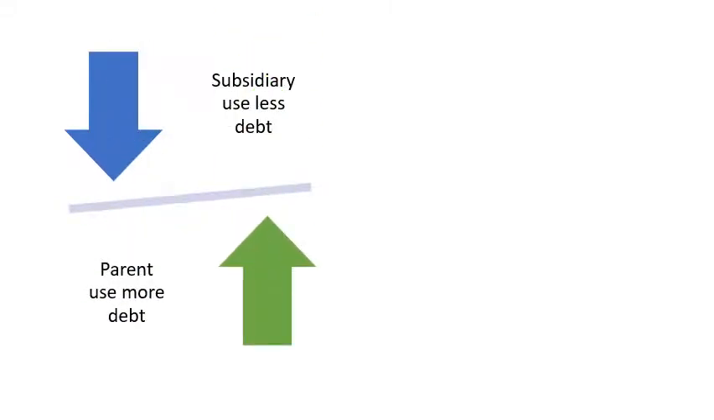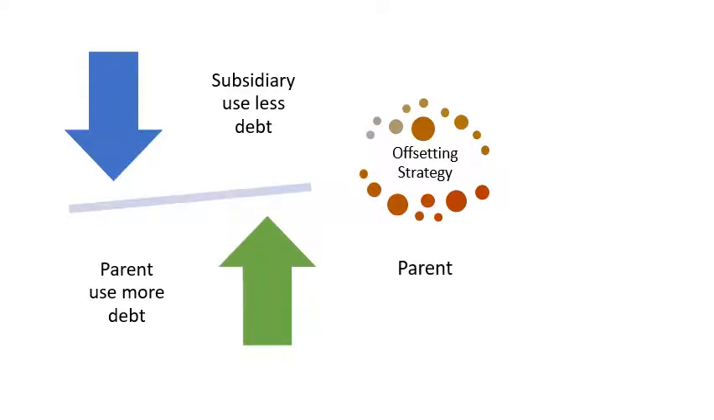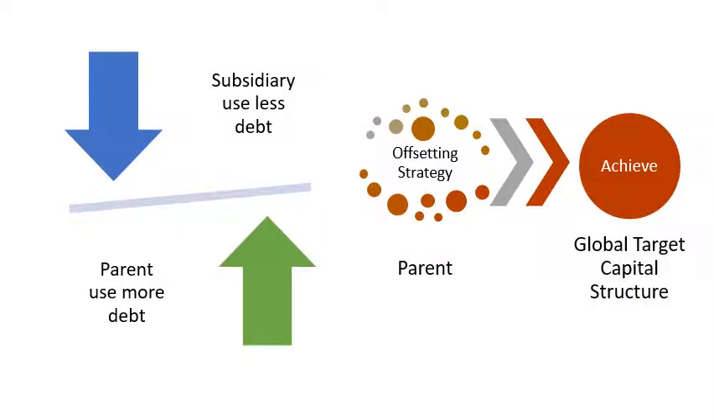So the multinational company can still achieve its target capital structure by offsetting a subsidiary's change in financial leverage with an opposite change in the financial leverage of another subsidiary or of the financial leverage of the parent company. So the parent company follows an offsetting strategy to achieve the global target capital structure.